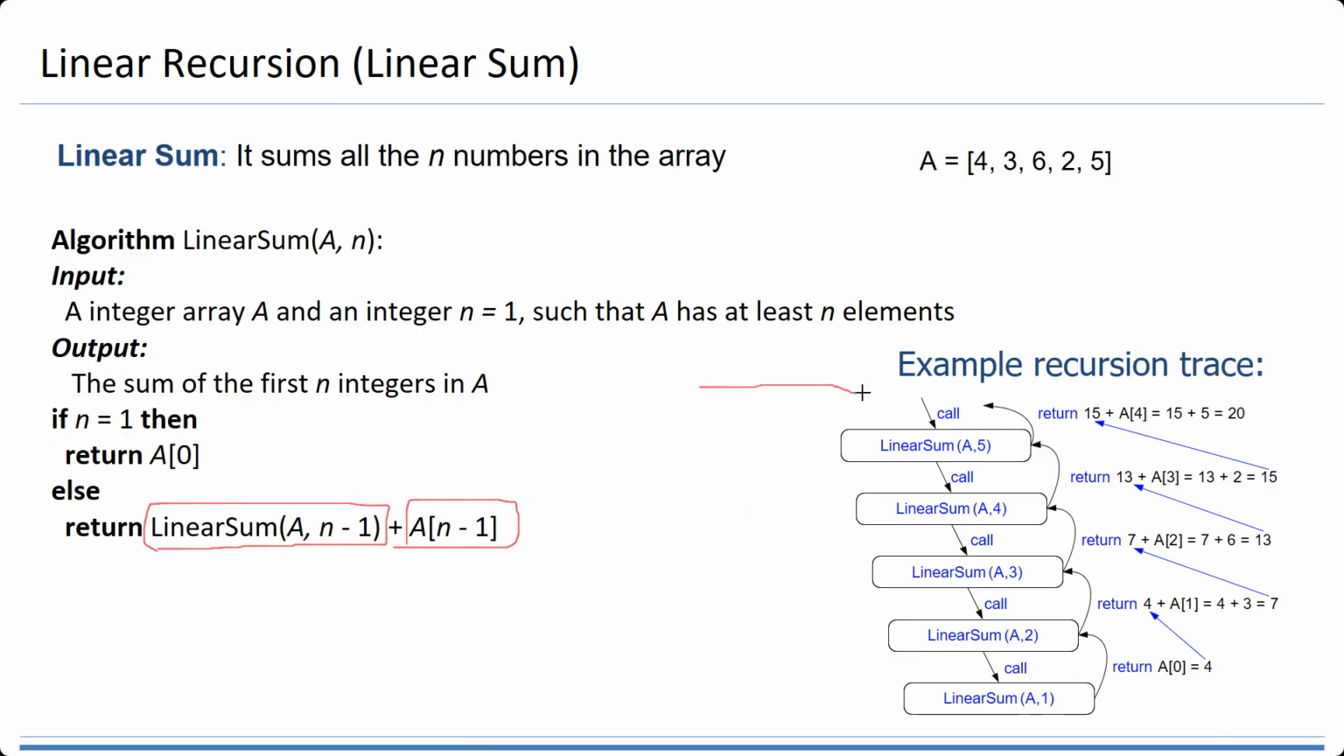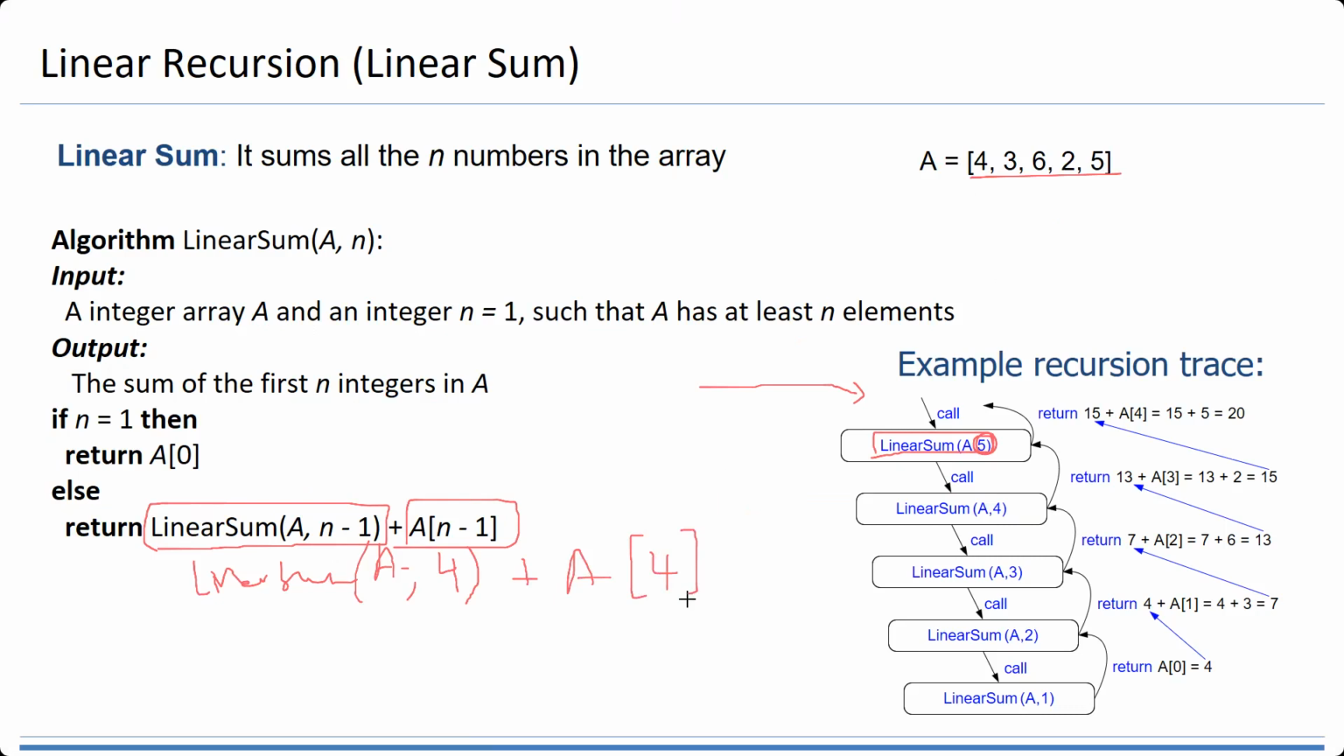So this is how we can see the algorithm. We call the linear sum A comma 5. It means I'm going to do the summation of the 5 numbers on the array A. And I will do the linear sum A, n minus 1. So the number here is 5. Then I will do the A comma 4 plus A index 4.